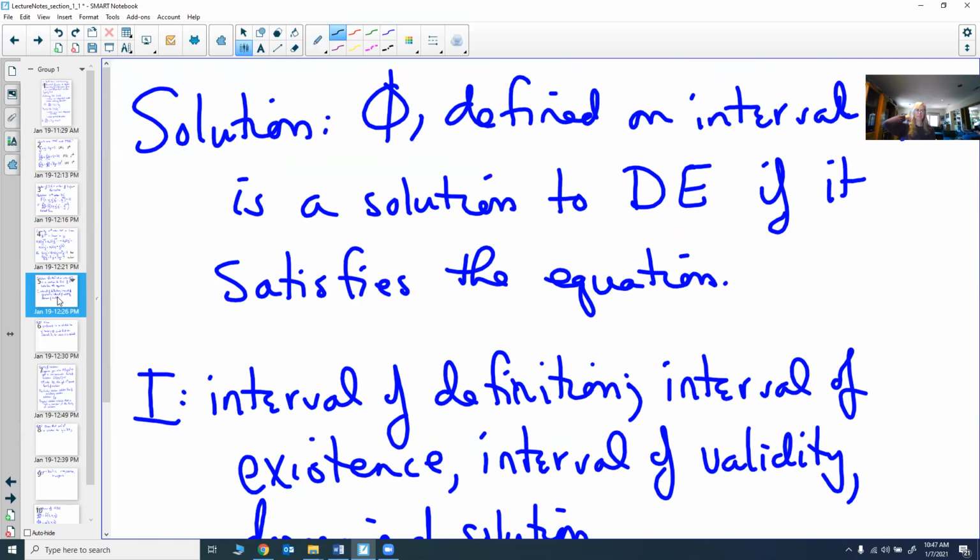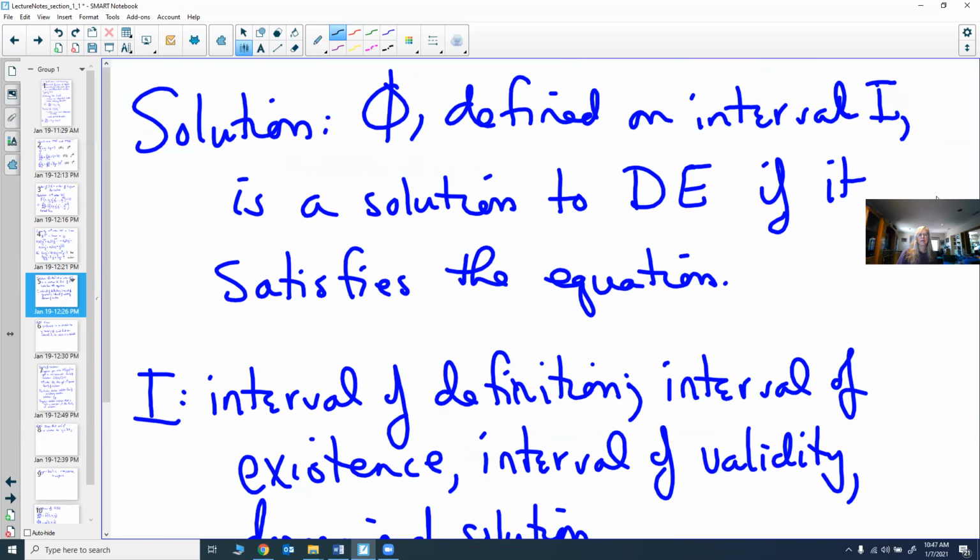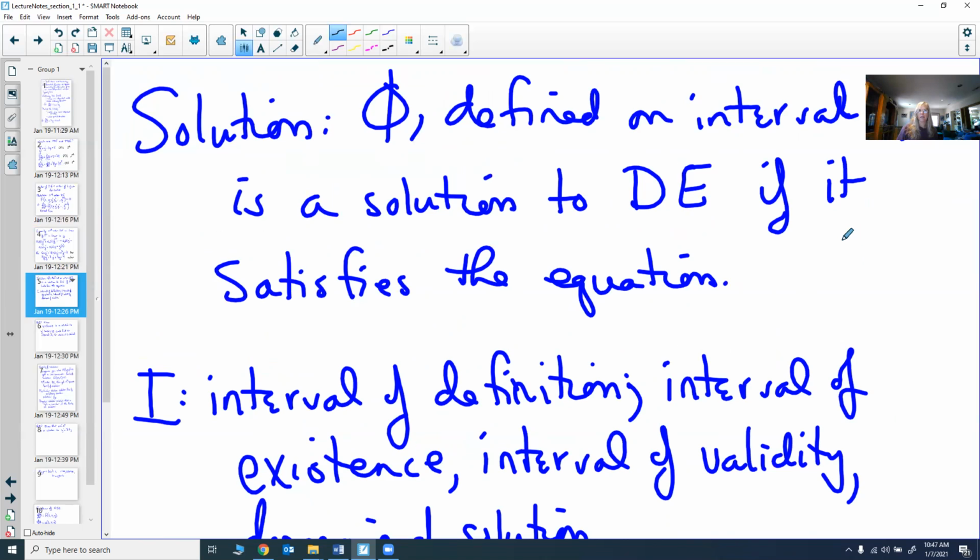The next thing I want to mention is the solutions to a differential equation. We call it phi in this book. You can call it anything you want. It's just a way to write it. It's defined on some interval I, and it's a solution to the differential equation if it satisfies the equation. Think about it: if you have 3x plus 5 equals 8, the way you know that x equals 1 satisfies it is when you put 1 into the equation, it actually makes it true. Same thing here. You'd put that solution in and make sure it's true.